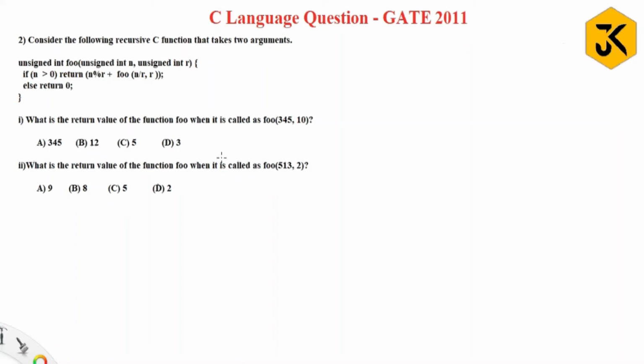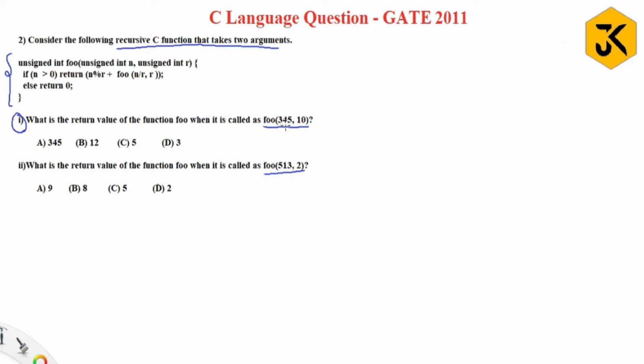Welcome back. Let's see one of the C language questions which was asked in GATE 2011. Consider the following recursive C function that takes two arguments. Here they have given a few lines of code and they are asking what the return value of the function foo is when it is called as foo(345, 10). That is our first question. And the second question is what is the return value of the function foo when it is called as foo(513, 2). Let's see the first one.